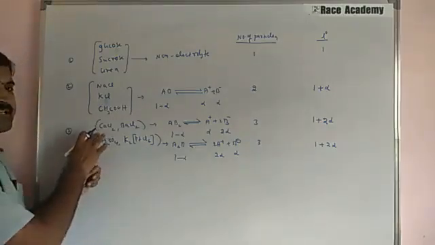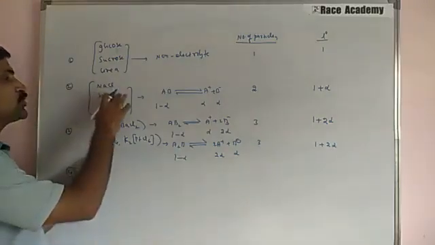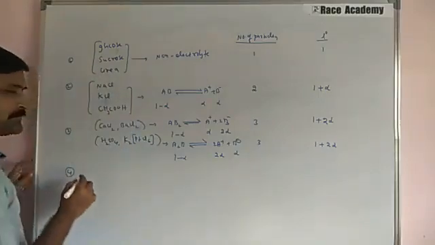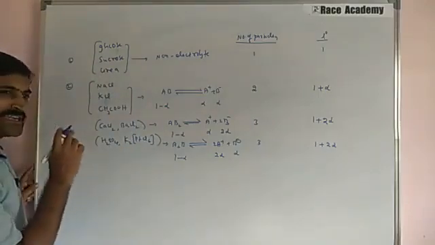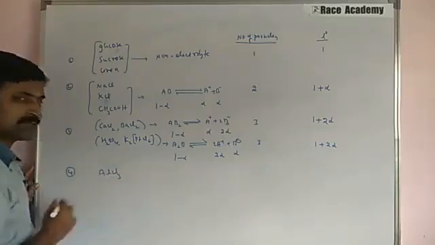Actually, these are 3 ions. This we will call the ternary electrolytes. These are 2 ions coming. These we can call binary electrolytes. Now I would like to take quaternary electrolytes, that is AlCl3, aluminum chloride.